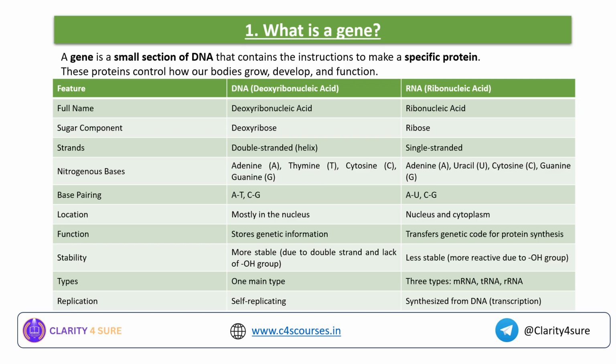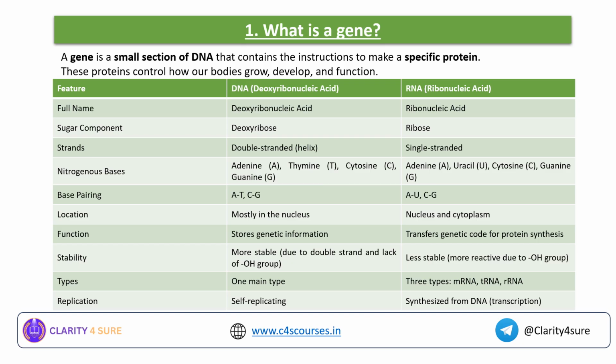And what is the function of this DNA? See, DNA is a repository that stores the genetic information, whereas the RNA will transfer the genetic code for the synthesis of protein. Okay, it is a repository, whereas RNA acts as a transfer medium of transferring the genetic code for the synthesis of protein. Stability: DNA is more stable because of the double strand and it lacks the OH group, whereas RNA is less stable. Why? Because it is more reactive due to the presence of this OH group.